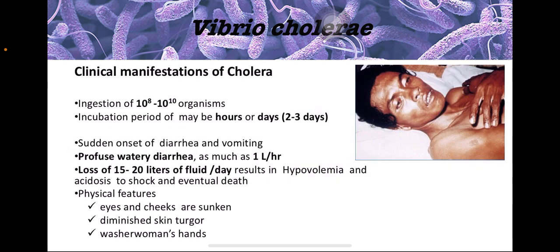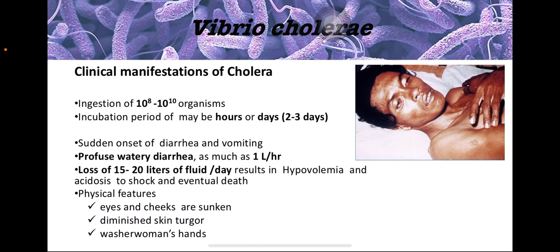Next, let's have the clinical manifestations of cholera. In order to cause a disease, a person must ingest a large number of organisms, usually 10 to the power of 8 up to 10 to the power of 10. The incubation period is short. It usually spans from hours to days. Once the disease starts, it is dramatic.